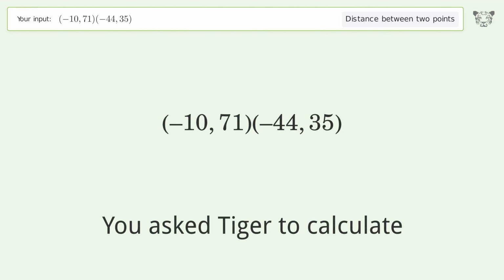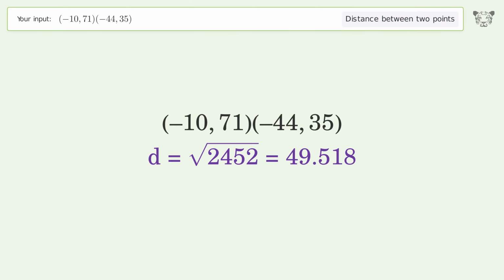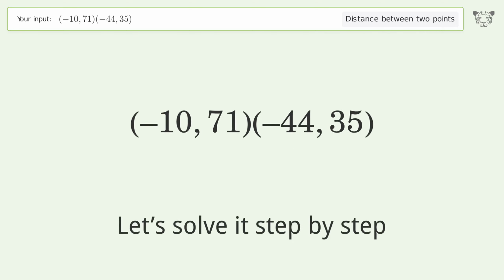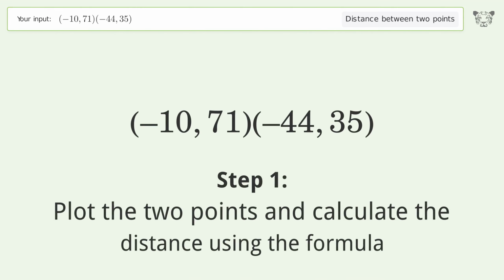You ask Tiger to calculate. This deals with the distance between 2 points. The distance between the 2 points is the square root of 2452, or 49.518. Let's solve it step by step. Plot the 2 points and calculate the distance using the formula.